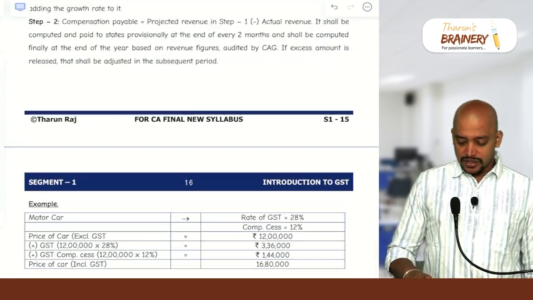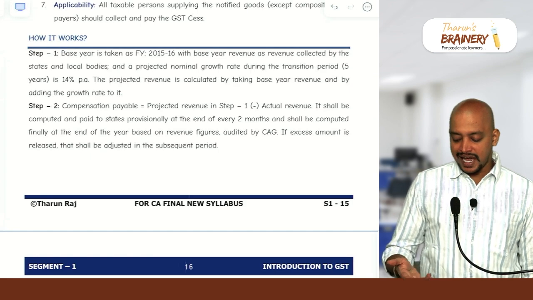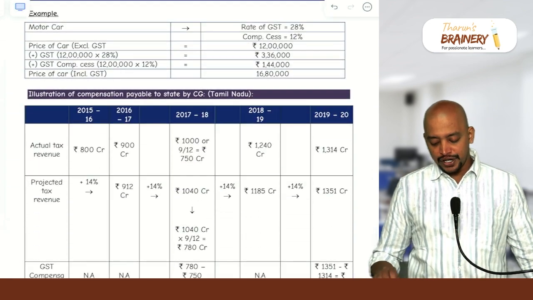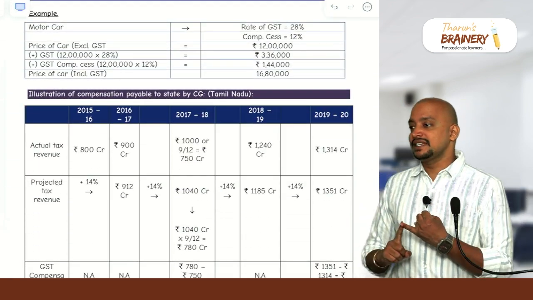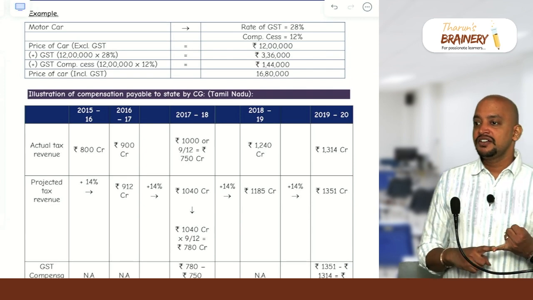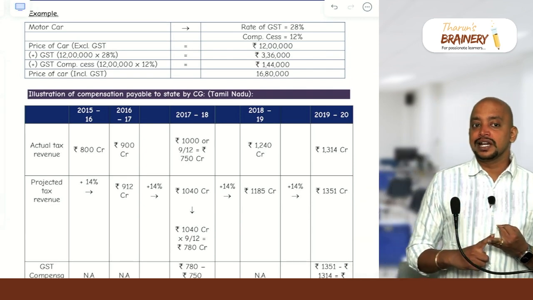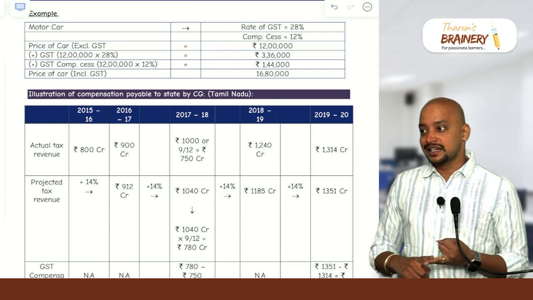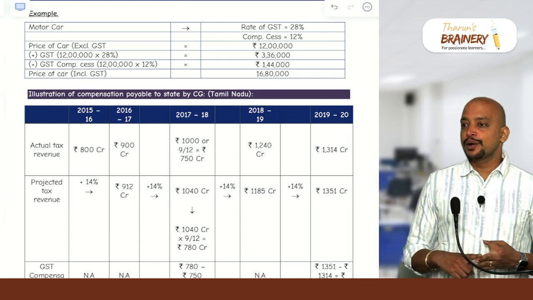So this is how it works. What are the key points that you need to remember? First, base year. What is considered as base year? 15-16. What is the growth rate? 14%. And how the compensation will be computed?